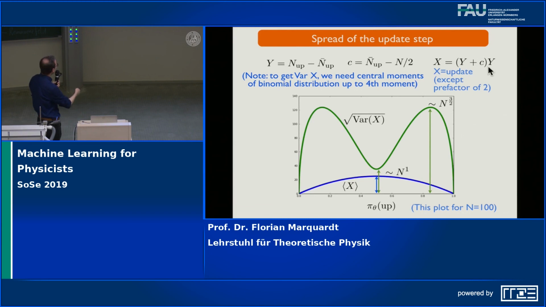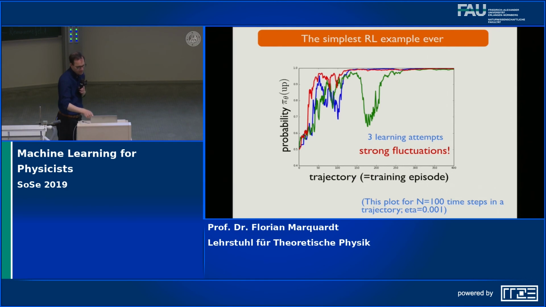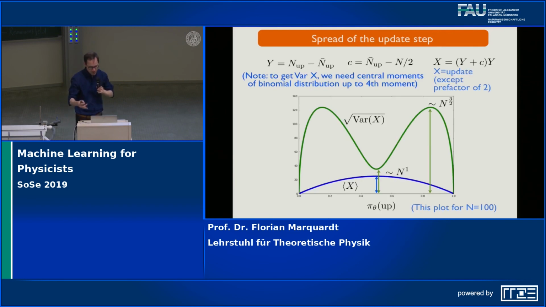And so now here I'm plotting the spread of x, so the square root of the variance of x. And you very clearly see this green curve. It becomes maximal not in the center, where the probability is 1/2, not at the edges, at the extreme limits, but somewhere in between. And this directly reflects what we also see in the numerical experiment. So the fluctuations are largest when the probability is neither 1/2 nor 1, but somewhere in between. Then I get really large fluctuations in this particular example.